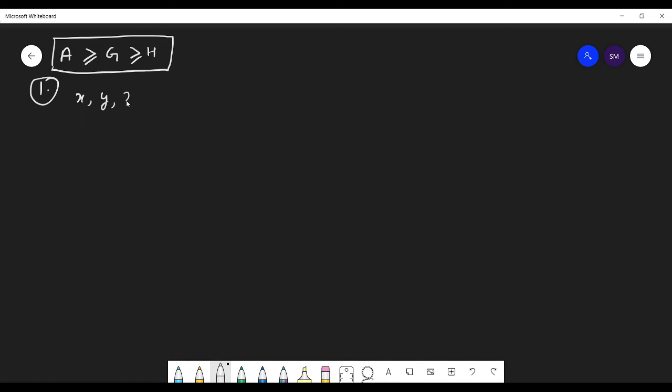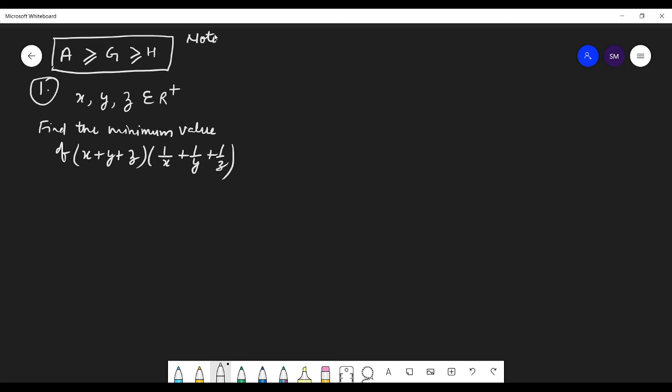x, y, z are three positive real numbers. This, you know students, belongs to symbol, and this R plus is a set of real numbers, and I have written positive here, so positive real numbers. So you have to find the minimum value of x plus y plus z multiplied by 1 by x plus 1 by y plus 1 by z.